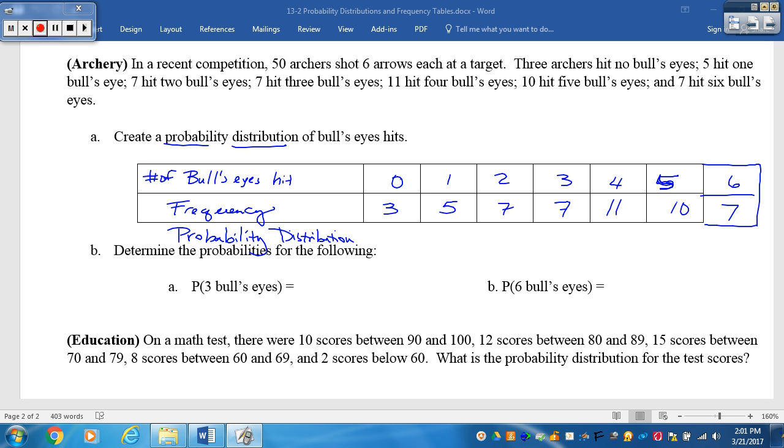From there, we actually want the probability distribution. And so if I add up this row right here, the total number of bullseyes is going to be 50. And so, in fact, we get that right there. If it matches there, we know we've done a good job, because if it doesn't, we put something down incorrectly. And so the probability distribution becomes really simple. It's just the number hit over the number that could have hit.